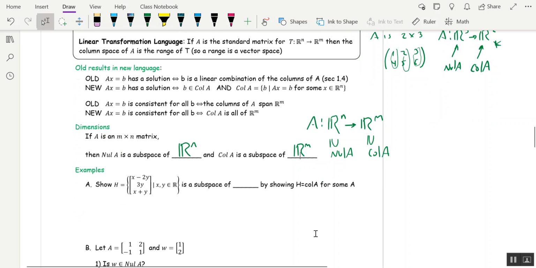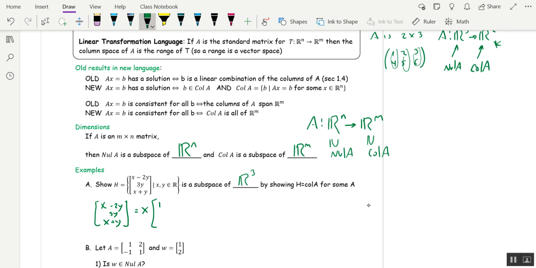Okay, so here are a couple of examples. Show that this set H is a subspace of blank by showing H equals col A for some A. Well, these vectors are in R3, so that's the only possibility for what could go here. And if I take the vector x minus 2y, 3y, x plus y, I can write it as x times the vector 1, 0, 1 plus y times the vector negative 2, 3, 1.